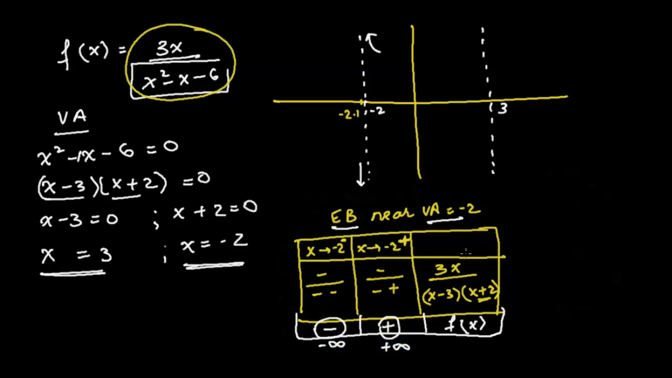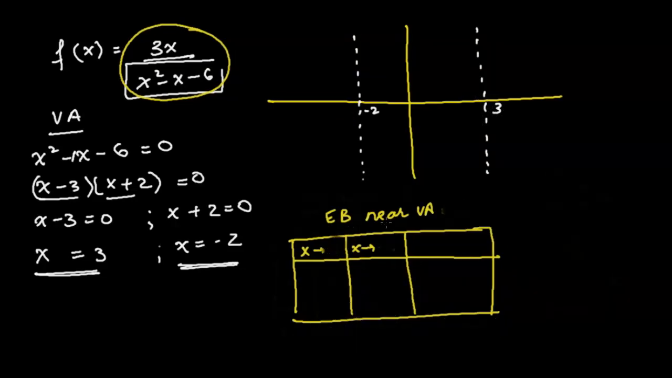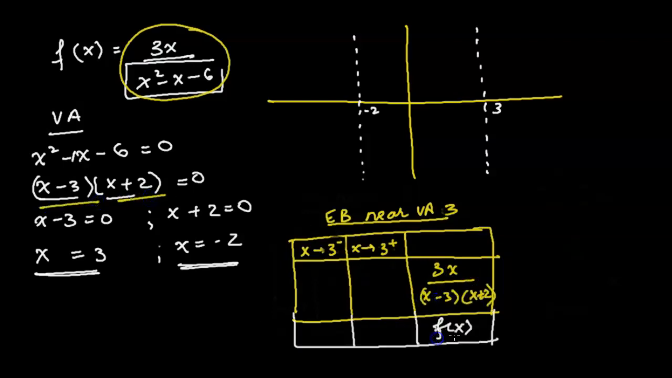We would repeat the same thing for the vertical asymptote 3. So let's say we're approaching 3 from the left side, we would write x approaches 3 with a negative sign, and x approaches 3 with a positive sign. So here we are determining end behavior near vertical asymptote 3. We do the same thing. We have 3x over x squared minus x minus 6, which has factors x minus 3 and x plus 2. And we would draw out the conclusion here.